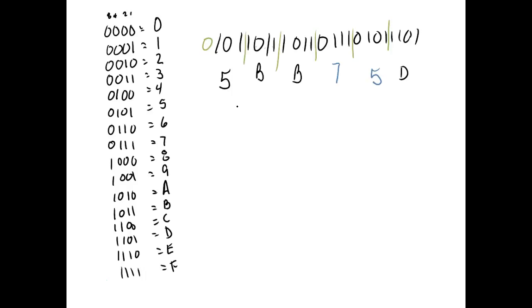IP addresses that your computer actually lets you enter, the IPv4s, you do those in decimal. But actually, it's a dotted quad, so a 32-bit number.